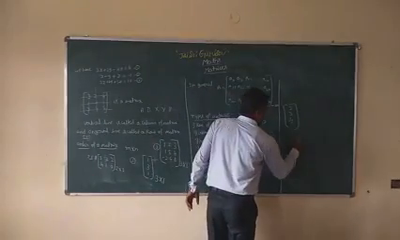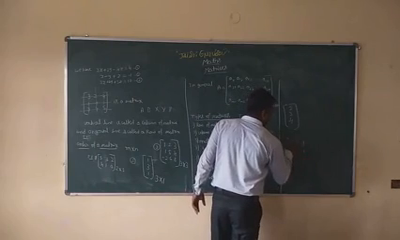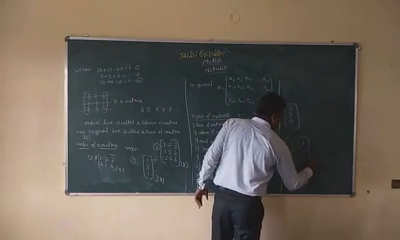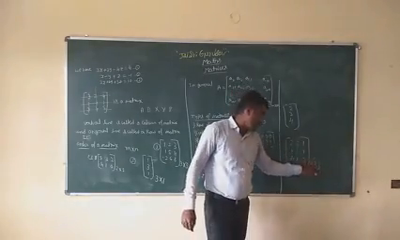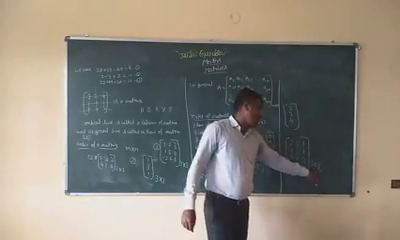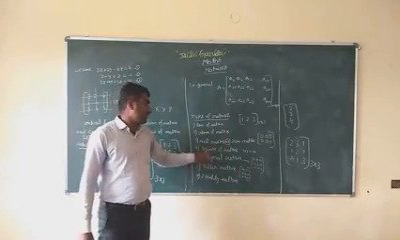Example: 2, 3, 1, 1, 2, 3, 4, 1, 3. It is a 3 cross 3 matrix. Therefore, 3 rows, which is equal to the number of columns, that is called a square matrix.